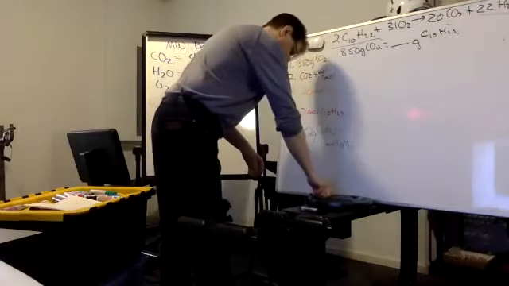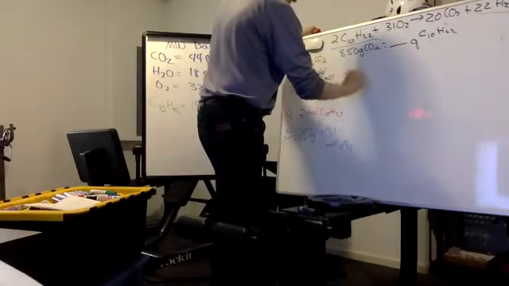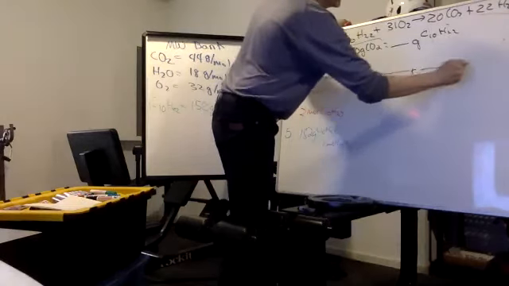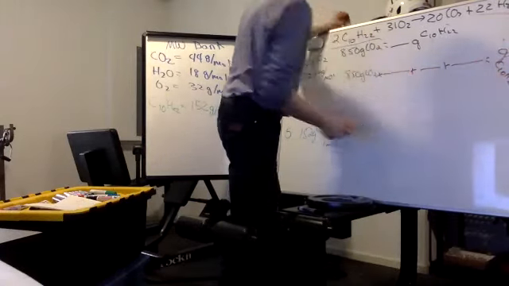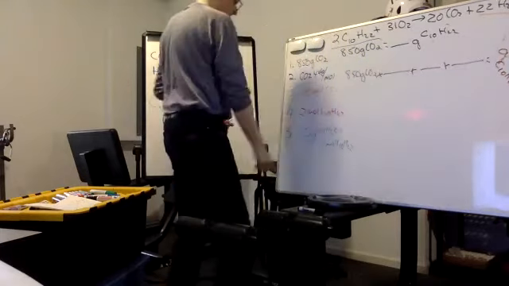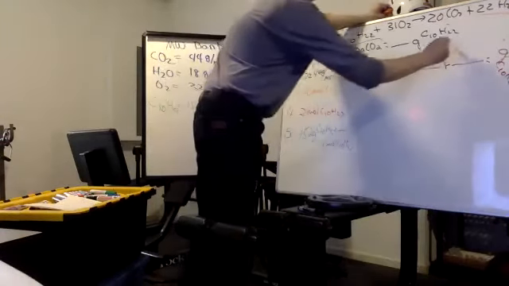Assemble the package: 850 grams CO2, 3 steps, 1, 2, 3 grams C10H22 out the tailpipe. Okay. Looking backwards, 152 will go on top.